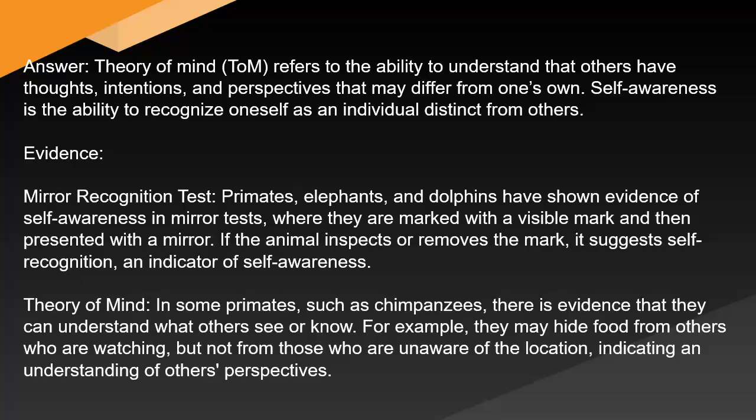Theory of mind: In some primates, such as chimpanzees, there is evidence that they can understand what others see or know. For example, they may hide food from others who are watching, but not from those who are unaware of the location, indicating an understanding of others' perspectives.